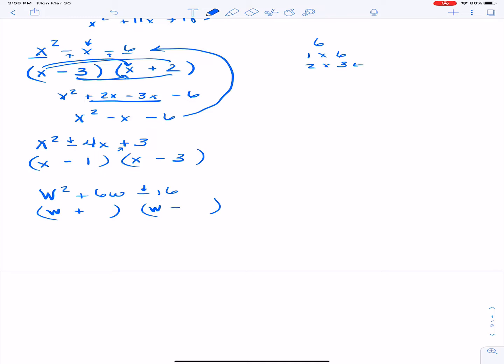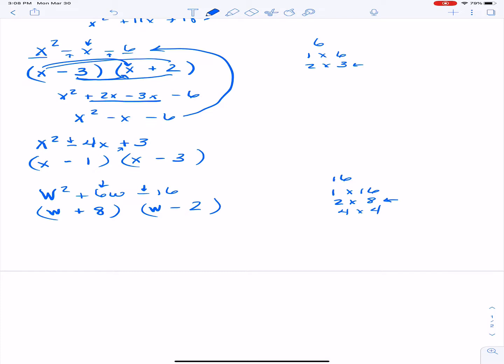And now I have 16, so let's find all the multiplication pairs of 16. I have 1 times 16, 2 times 8, and then 4 times 4. I need them to add or subtract to be 6. The only pair that works is 2 and 8. I know that my 6w is positive, which means that 8 has to be the positive, and 2 has to be the negative.